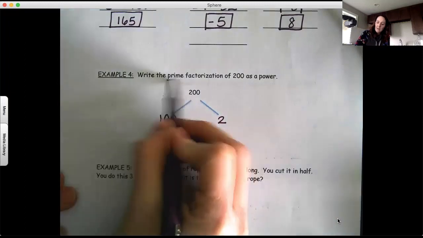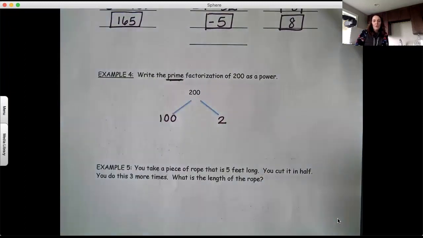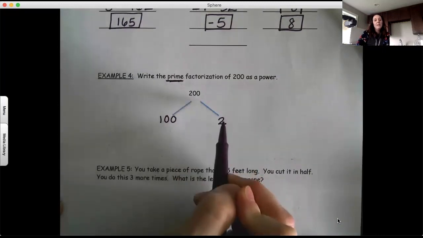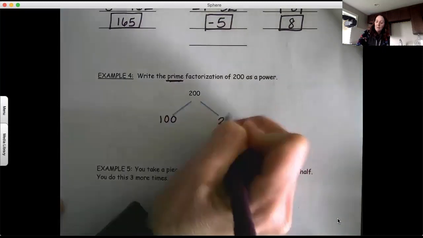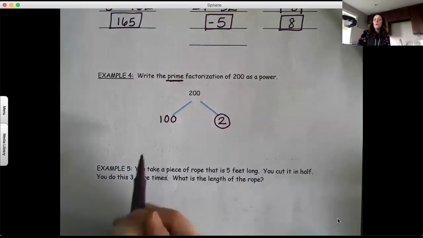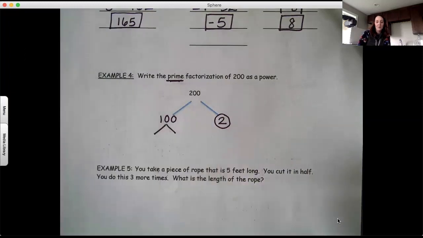Now look at this right here where it says prime number. Think of this as a trail, okay? The minute you hit a prime number, I want you to circle it. That is the end point for that side. But notice 100 is not a prime number. So because 100 is not a prime number, I need to break that number up.